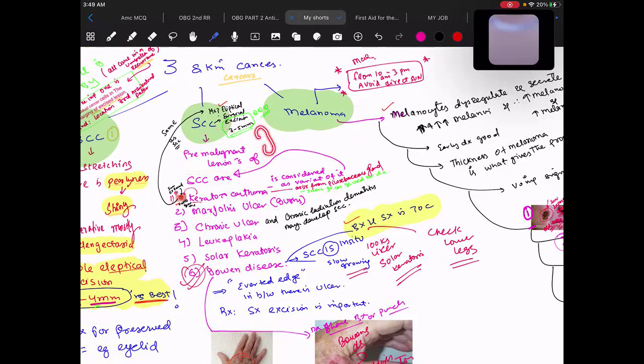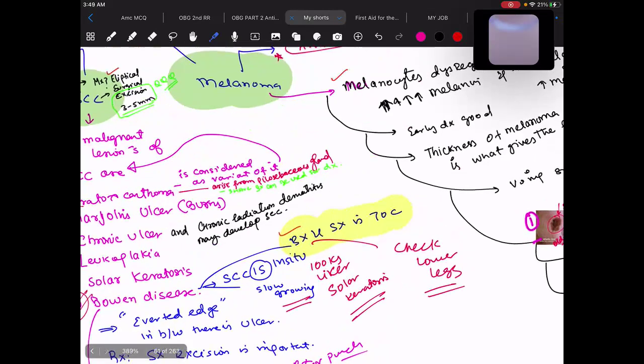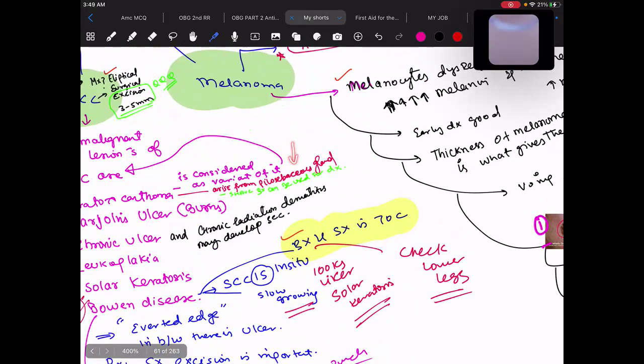The lesion would be present at the helix of the ear, right? So what are the pre-malignant lesions of squamous cell carcinoma? It is keratoacanthoma. Basically, in the guidelines on Dermnet, they say that keratoacanthoma is the same as squamous cell carcinoma. It is not a pre-malignant lesion, but a type of squamous cell carcinoma which arises from the pilosebaceous gland.